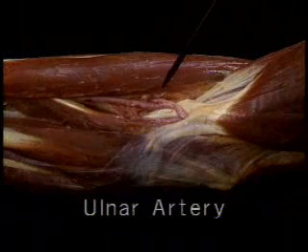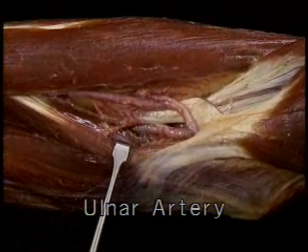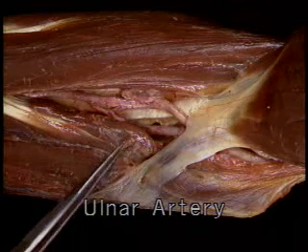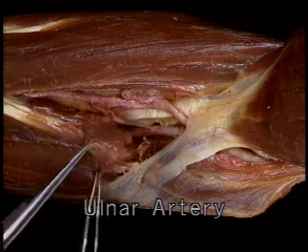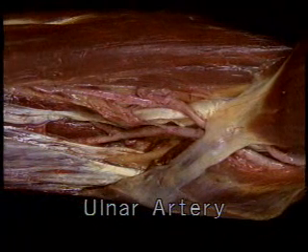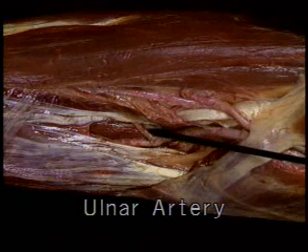Now let's go back up to the elbow and look at the ulnar artery. It has a much deeper course. The ulnar artery passes beneath pronator teres. To see where it goes, we'll remove pronator teres and flexor carpi radialis. After passing beneath pronator teres, the ulnar artery gives off the common interosseous artery.